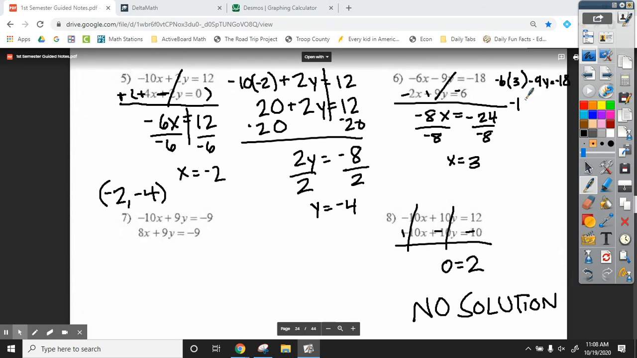We'll get negative 18 minus 9y equals negative 18. If we add 18 to both sides, we'll get negative 9y equals 0, which means y equals 0. So there's your answer. All right, go ahead and try number 7 on your own.